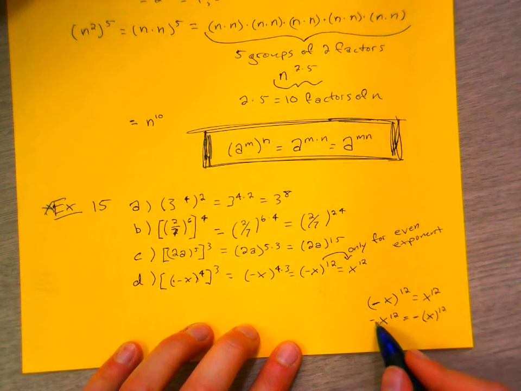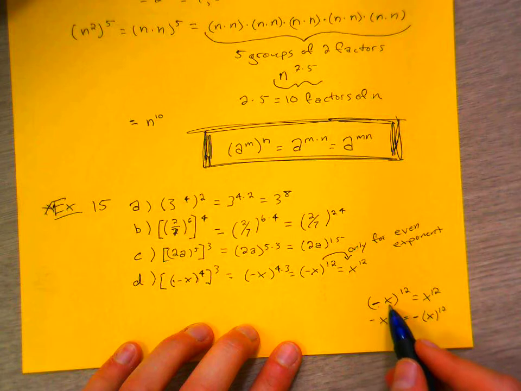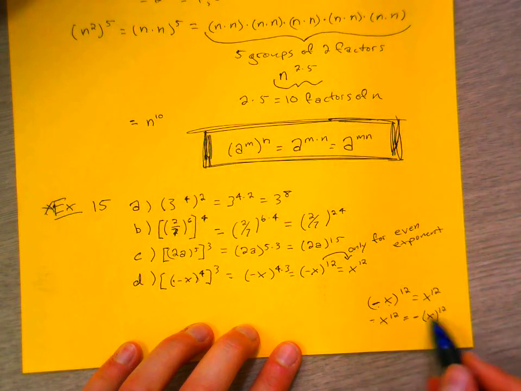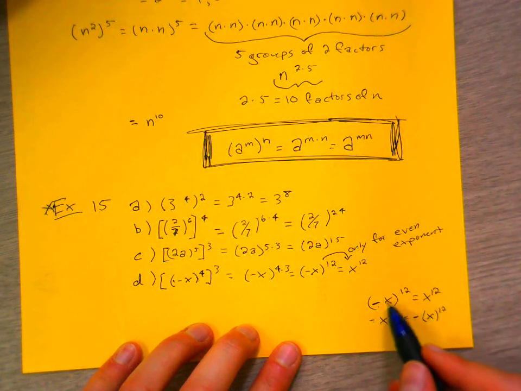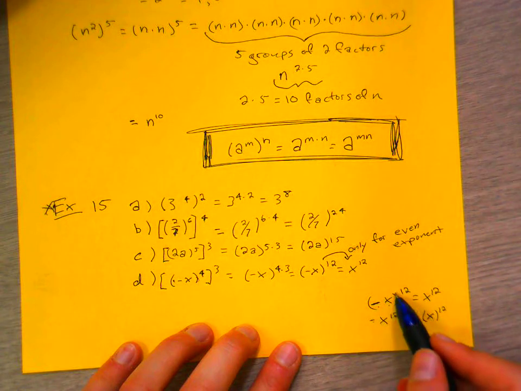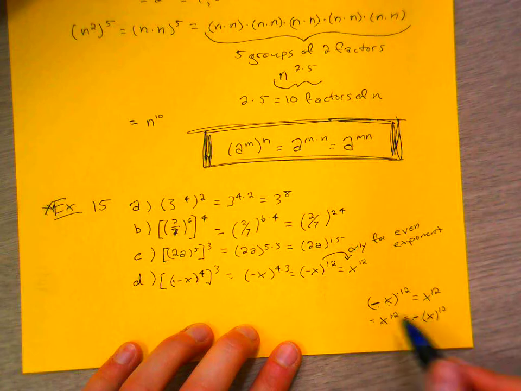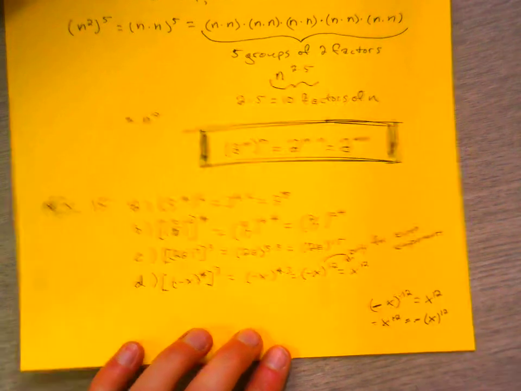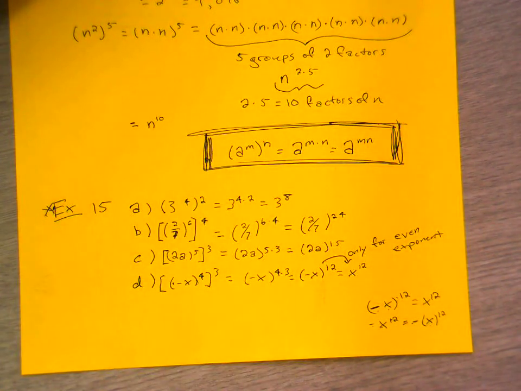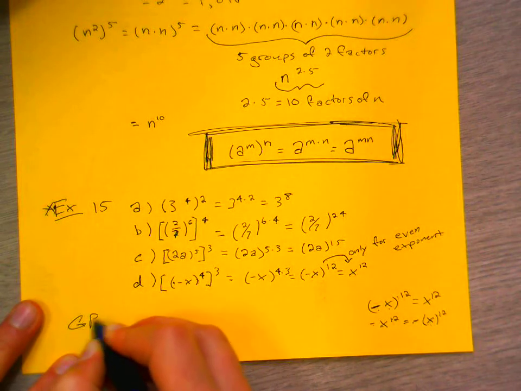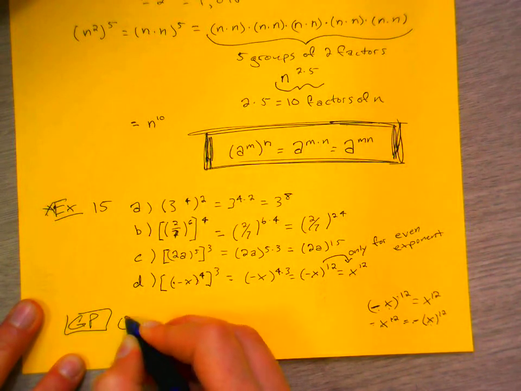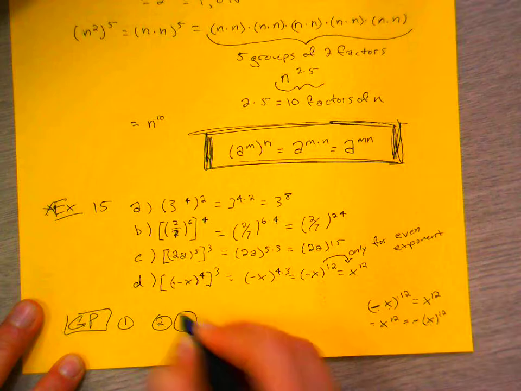So just remember, if the x is not inside parentheses, the exponent does not apply to it. The exponent only applies to it if the negative sign is inside the parentheses. If it's out, the exponent only applies to the number that it is on top of. So remember that. Go ahead and do guided practice 1, 2, and 3.